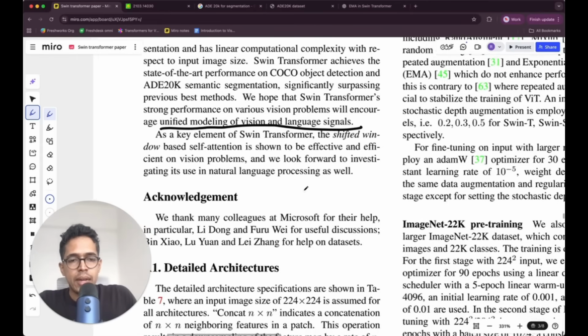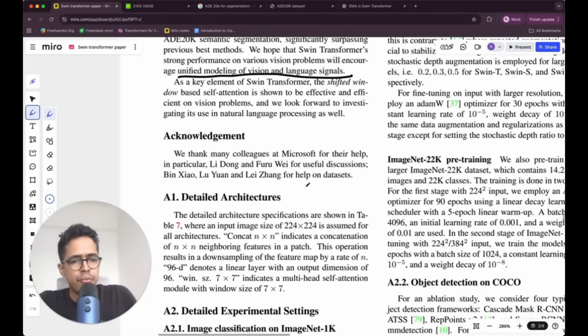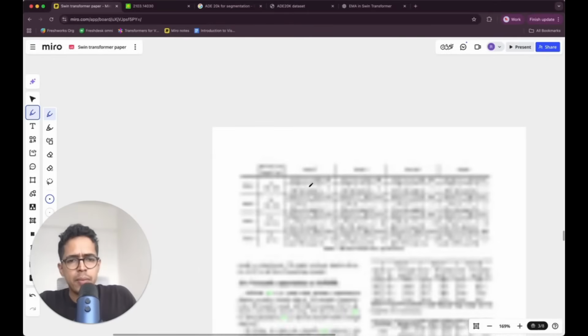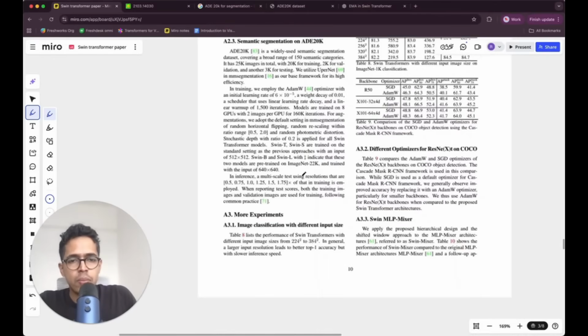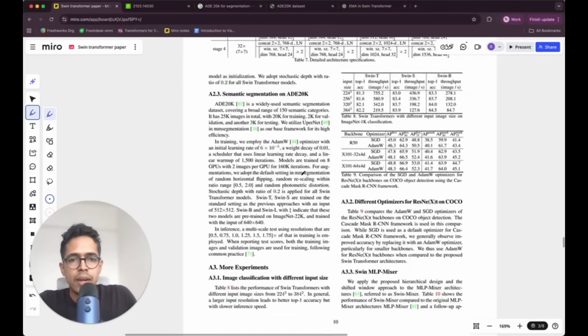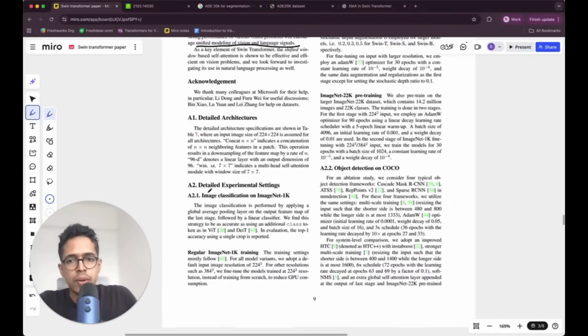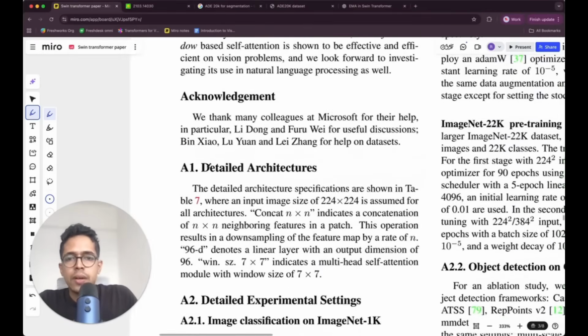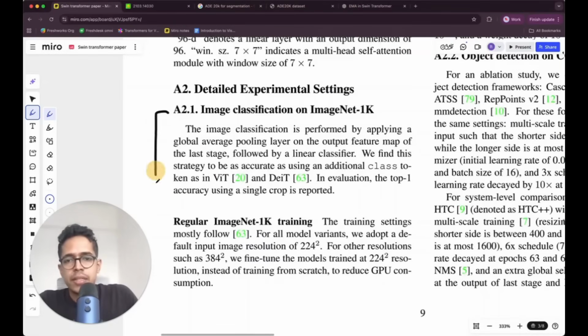All right, so that is the paper. Now, a few important details. We are pretty much done. In the next 2 pages, there are not many details. You can also skip a few things if you need. But one detail which I don't want to skip is over here. This one, image classification on ImageNet 21K.